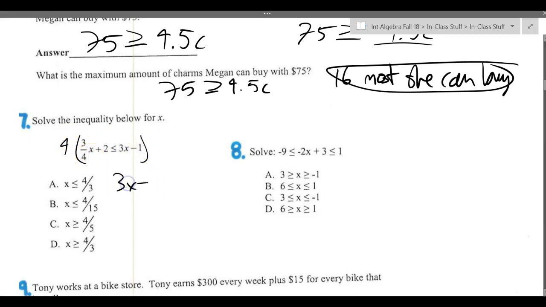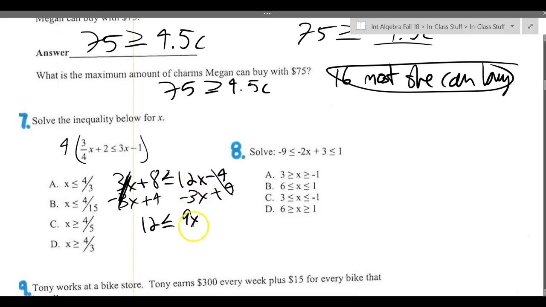This becomes 3x plus 8 is less than or equal to 12x minus 4. So no fraction now. A little bit bigger numbers, but that's okay. So let's subtract the 3x, move that over here. And then I'm going to add this 4, get it over here. Okay, so 12 is less than or equal to 9x. Divide both sides by 9. And you get x is greater than or equal to, that's a fraction, so you divide both by 3 and you get 4/3. So x is greater than or equal to 4/3.